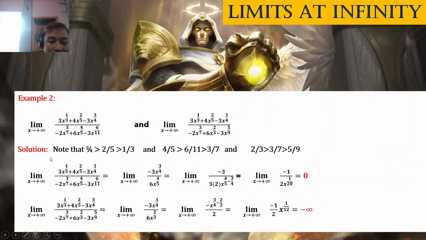Okay, solution. Note that in the numerator, in the first, 3/4 is bigger than 2/5, which is bigger than 1/3. Actually, the numerators are the same, only the denominators differ, so we compare the denominators. 3/4 is the largest. Then in the denominator of the first, 4/5 is the largest. In the next one, the numerator is the same, 3/4, and in the denominator the largest is 2/3, the term in the middle.